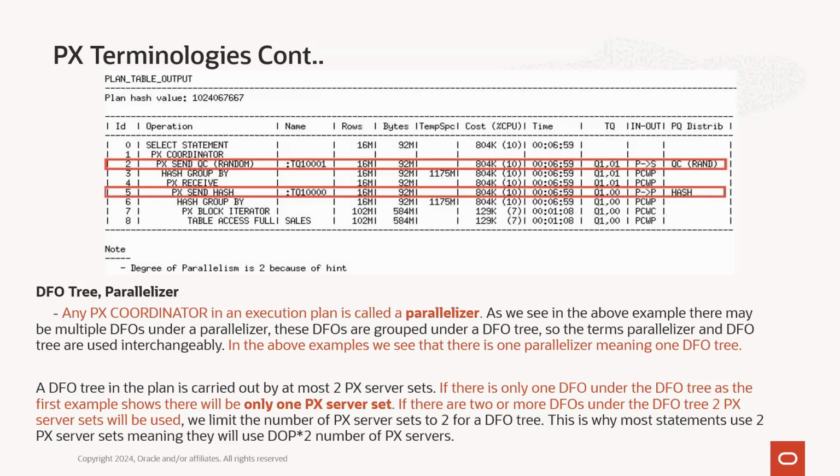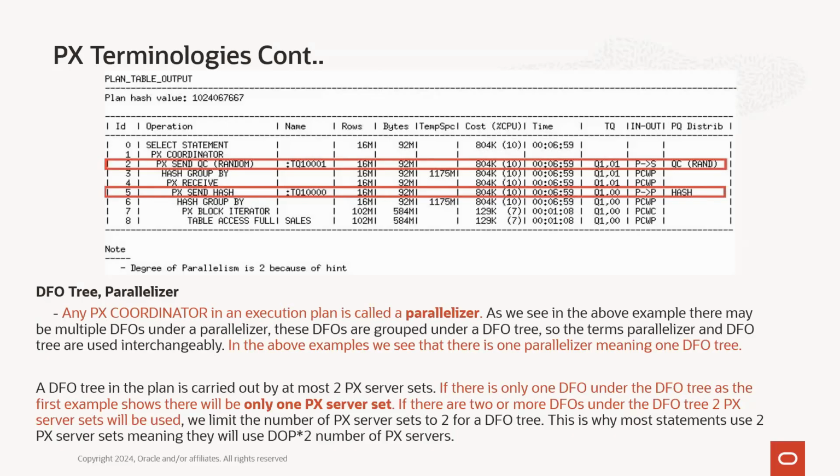Here we can see the PX coordinator. There is only one PX coordinator, which is at line ID 1. Below that, we can see 2 DFOs, which are line ID 2 and line ID 5. So this means 2 DFOs are there. In the above example, there is only one parallelizer, meaning only one DFO tree.